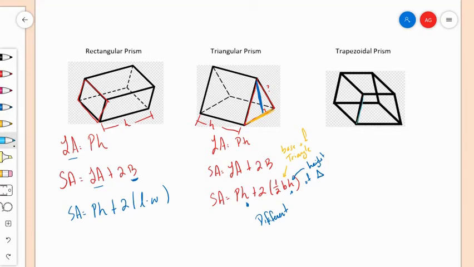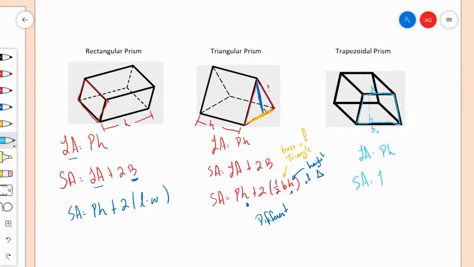Which brings us to our last, trapezoidal prism. So once again, our base is a trapezoid. And so remember, key parts of a trapezoid is one, the height, which is the height of the base, which is from one base to the other base, and we have two bases, base 1, base 2. So this one gets even a little bit more confusing, but the formula is still the same thing. So lateral area is perimeter times height.